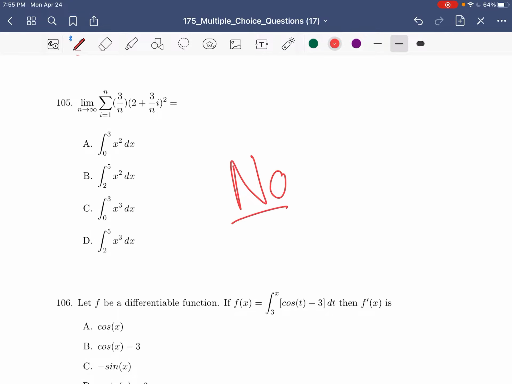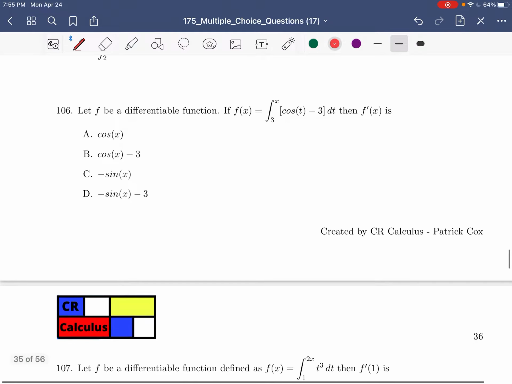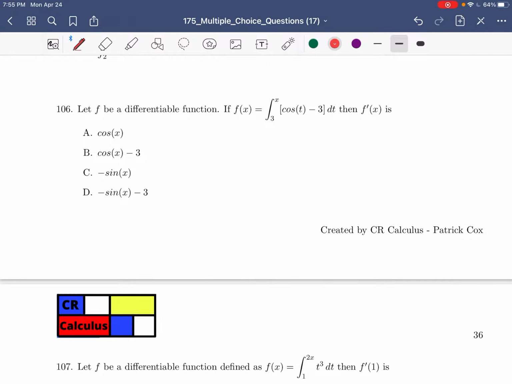105 is like number 30 on the mock. If you're curious, the answer I believe is B. I honestly have no idea.